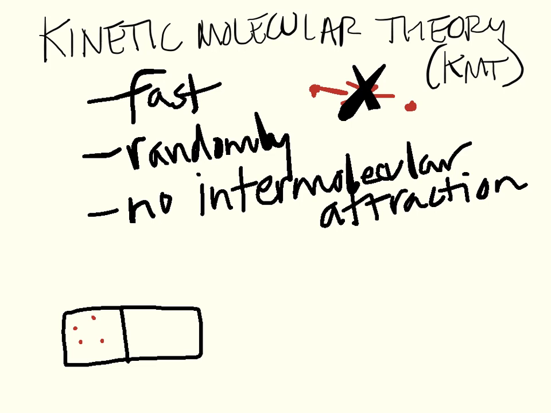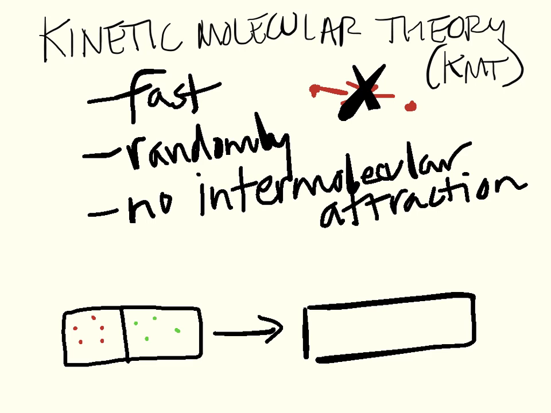So let's say we have a box here with 2 different gases in it, the red and the green gas. When these gases are separated by this wall, there's no mixing. But let's say we remove that wall, so we're just left with one big tank. Eventually, we know that these gas molecules are going to be all spread out throughout the box. And this is the process known as diffusion. Diffusion is just the mixing of gases. And when these gas molecules mix, we know it's because of the fact that they're moving fast, they're moving randomly, and they're not attracted to each other.